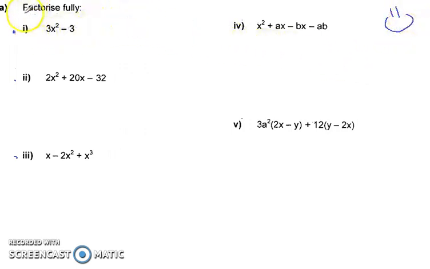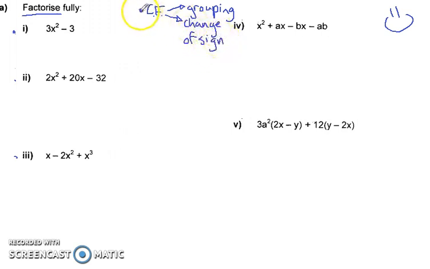But when you're confronted with a factorized question, I would recommend that you quickly write down the different things we can factorize or look for when we are factorizing. Firstly, we can look for common factors. And remember that common factors include grouping as well as changing the sign. So let's write that down. And changing the sign, change of sign. Okay. So that's the first thing we can look for.